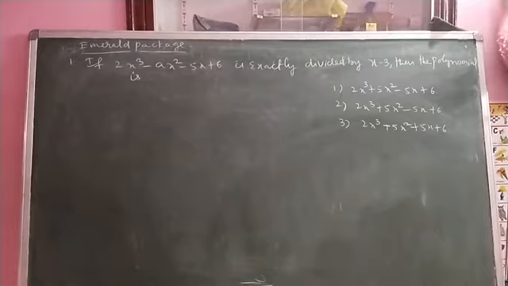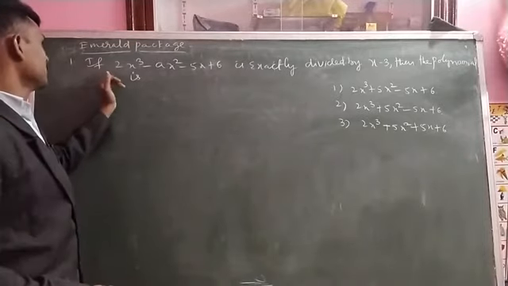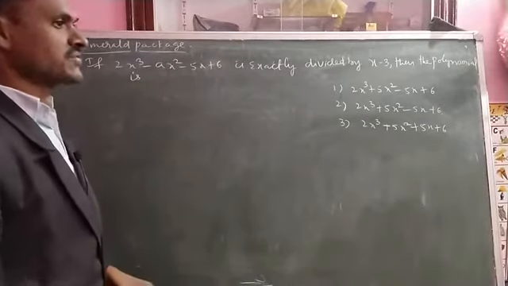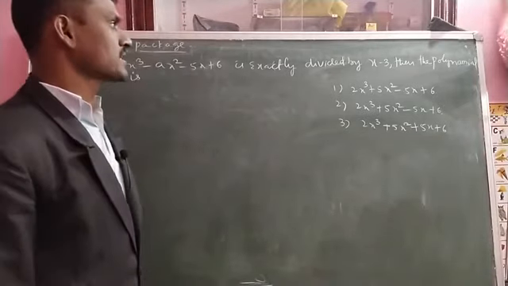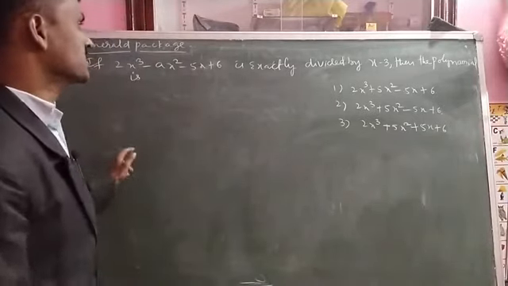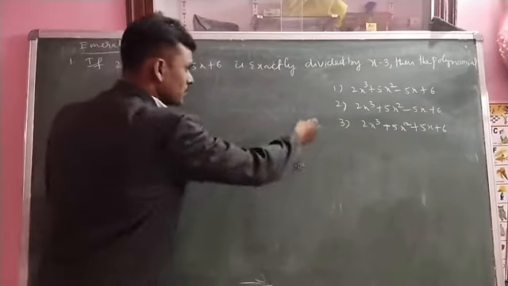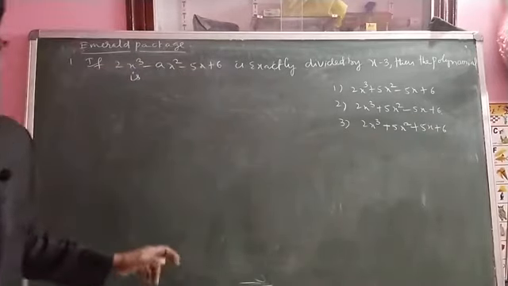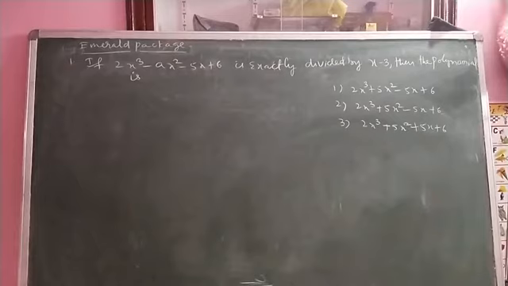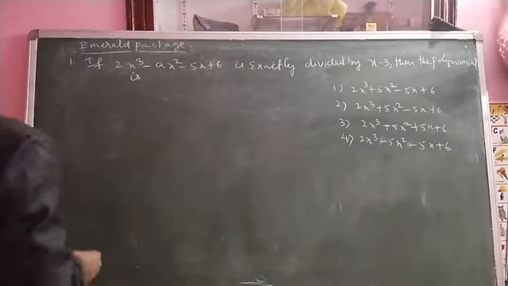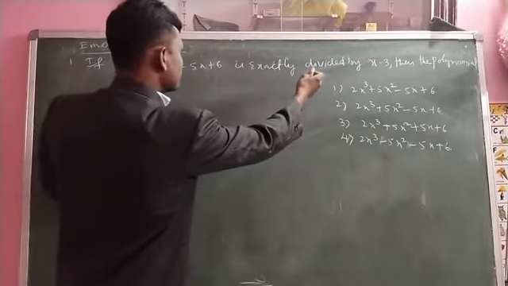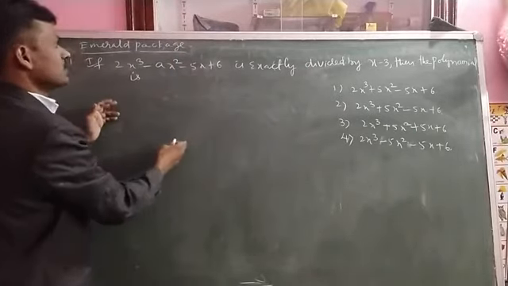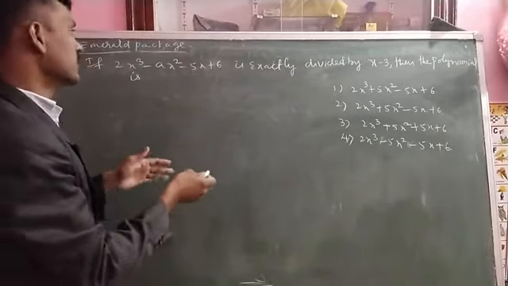Okay, next, Emerald package first problem. If 2x cube minus ax square minus 5x plus 6 is exactly divided by x minus 3, then find the polynomial. There are 4 options given. Now see here, if it is divided by x minus 3, it means the remainder is equal to 0. This is exactly divisible, so the remainder is equal to 0.